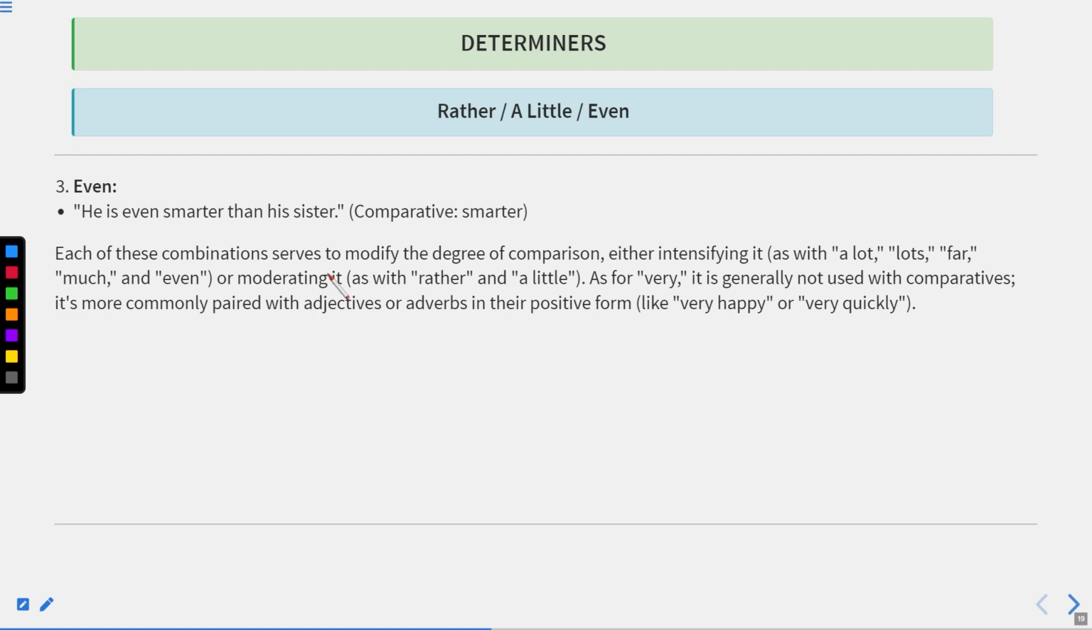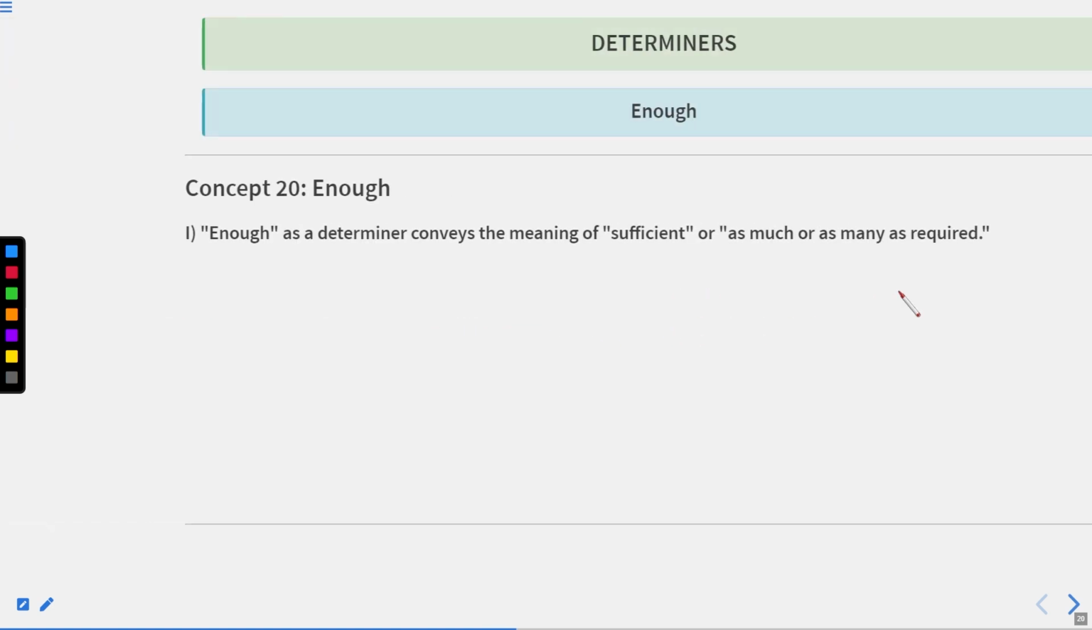Each of these combinations serves to modify the degree of comparison, either intensifying it, as with a lot, lots, far, much, and even, or moderating it, as with rather and a little. As for very, it is generally not used with comparatives. It is more commonly paired with adjectives or adverbs in their positive form, like very happy or very quickly. Now let us move to the next one.